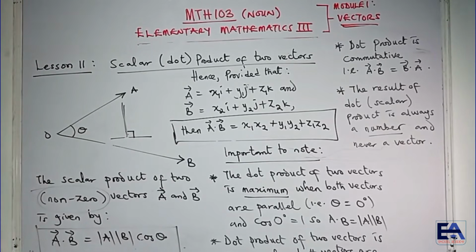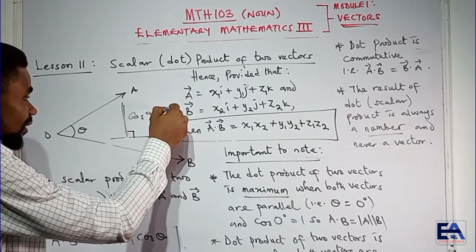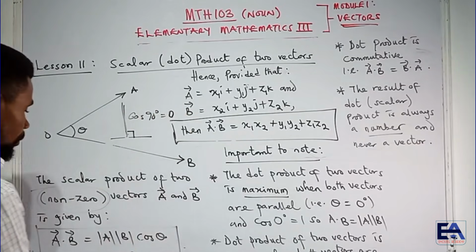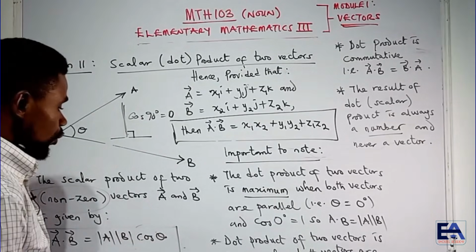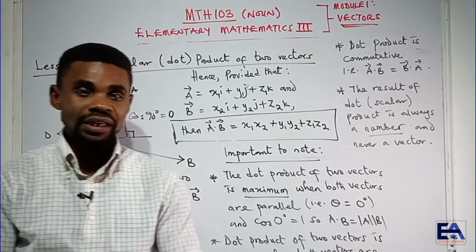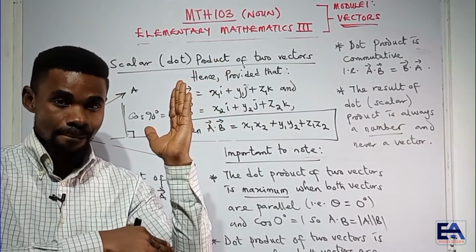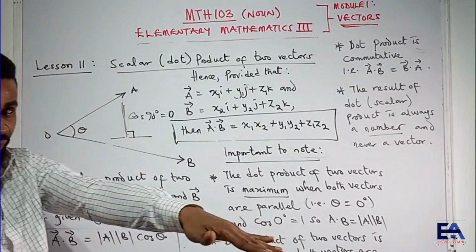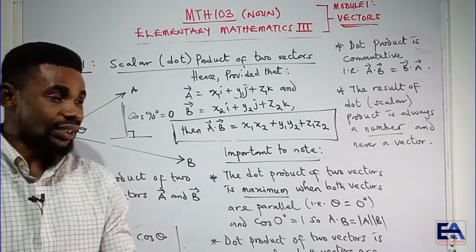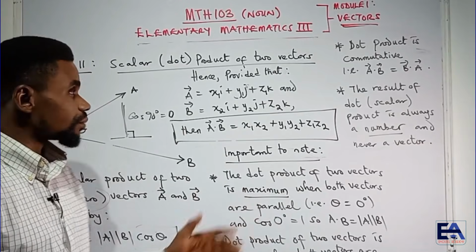So when two vectors are perpendicular, the angle between them is 90 degrees, and the cosine of 90 degrees in trigonometry is 0. So this one becomes 0, and then 0 multiplied by everything here still becomes 0. Which means the dot product of two vectors is equal to 0 when the two vectors are perpendicular to each other. Do you get? But it is maximum when the two vectors are parallel to each other. All these things usually come out in the exam, like in the filling the gap questions, so they'll come in useful.